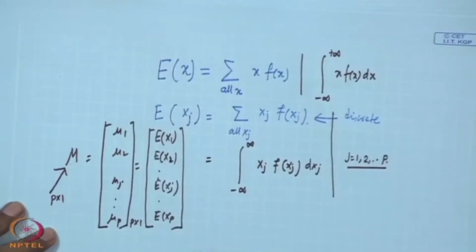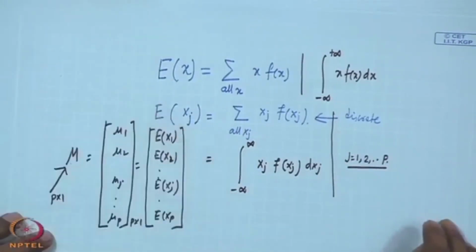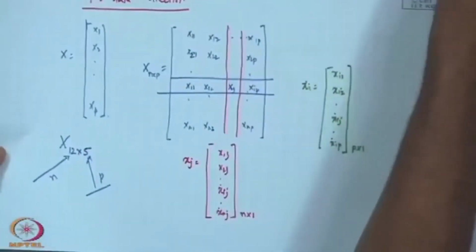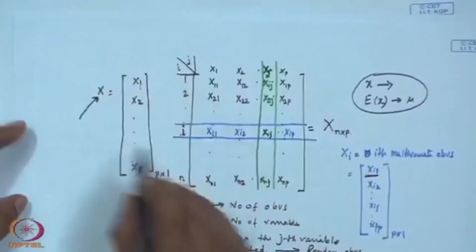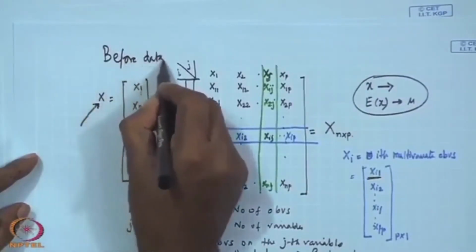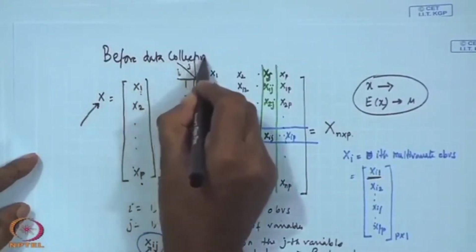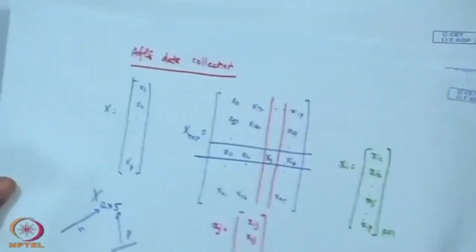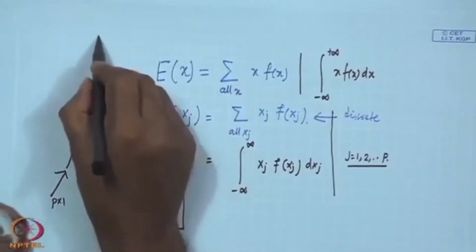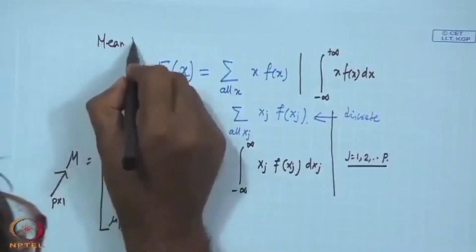Correct? So, when you collect data, we have two sets of matrices. One matrix we say that we have not collected data, that is before data collection. With respect to this, we are developing this one. So, we are saying that our topic now is mean vector.